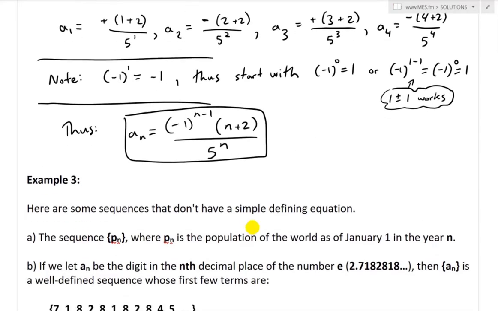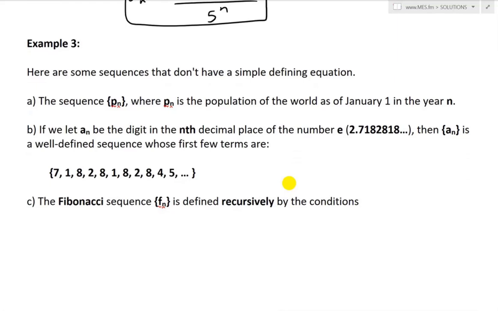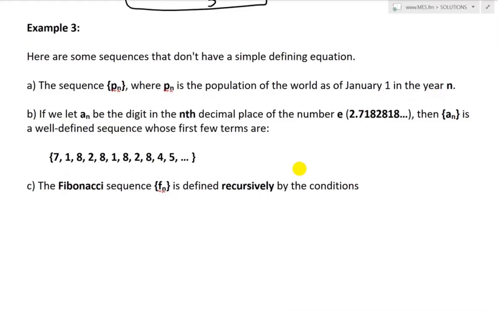On notation, here is example 3, and it states here are some sequences that don't have a simple defining equation. We're given A, the sequence P_n, where P_n is the population of the world as of January 1 in the year n. So it's not going to have a simple defining one. You could probably fit a model to the population growth or decay.